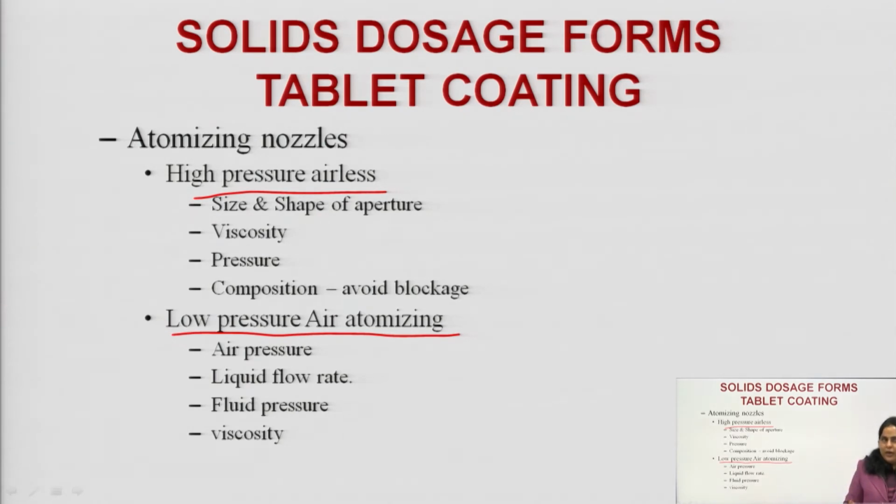And in low pressure air atomizing nozzles, air is used to create a pressure for atomizing the spray solutions. Now, in both these cases, we must take care of the size and shape of the aperture of the nozzle, and the viscosity of the coating solution, because if it is highly viscous, it may block the atomizing nozzle. Then the pressure used for atomizing the droplets, and the composition: the film former which is used should be finely divided to avoid blockage.